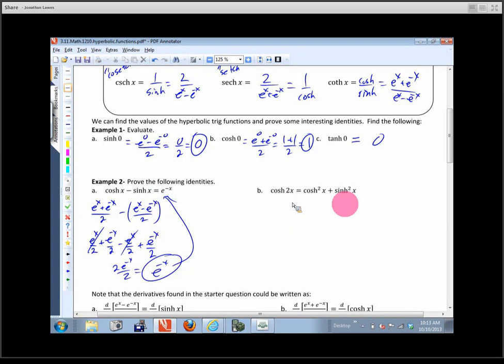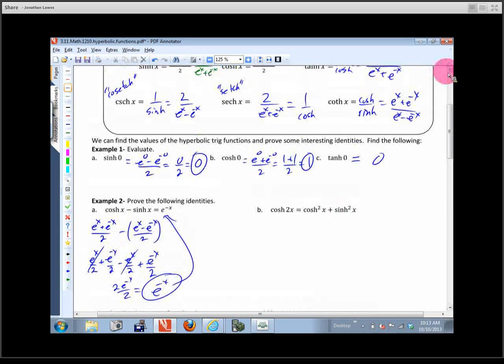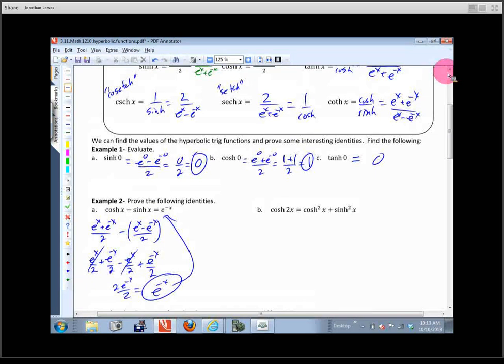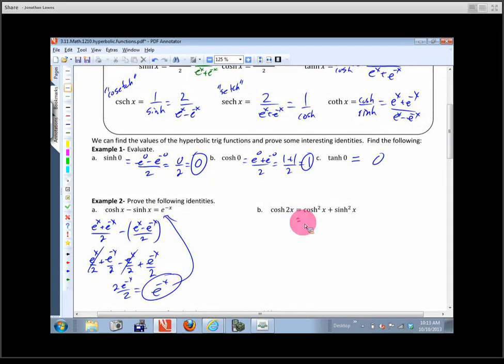Okay, which side do you want to work on here? Work on the right side, looks a little more complicated. Okay, let's see what we've got here. Remember, occasionally when you're verifying an identity, you have to work on both sides. Let's see if we can avoid that to some extent. So here's what we've got.